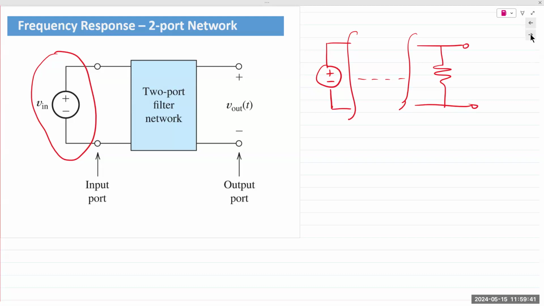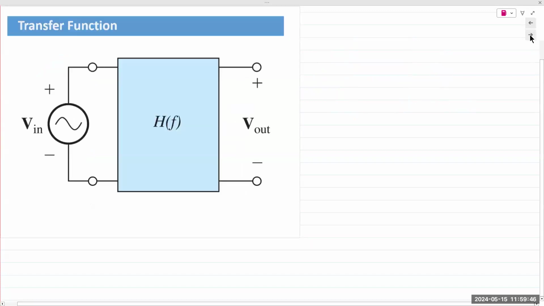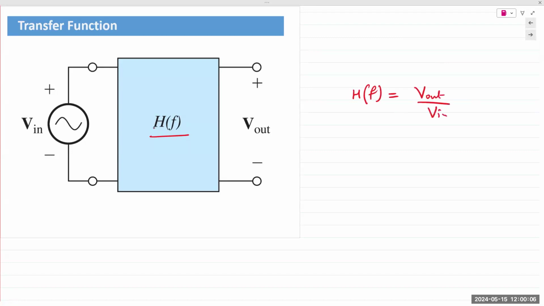And the quantity that describes it, I discovered it, and so I named it after me, H of f. Not really. I don't know why they chose H. But it's a function of the frequency. And it simply describes, H of f is simply the ratio of V out to V in. It simply describes how the input is being transferred to the output by that circuit.